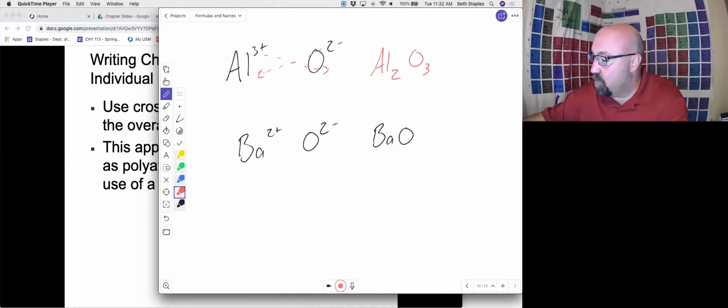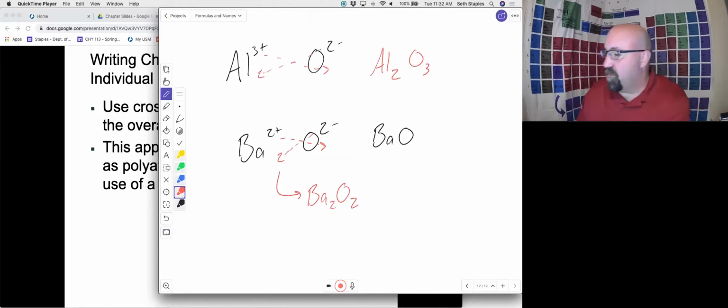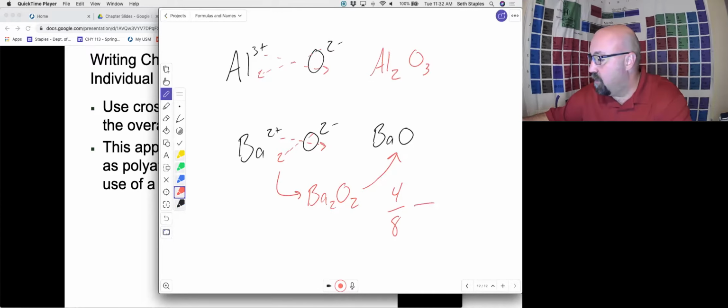If we do the crossover rule, then that's going to lead us first to something that looks like this. That's okay if you write that to begin with, as long as you recognize that it's an intermediate step, and from there, you would reduce it down to BaO. The same way that if you were in a math class, and you came up with an answer of 4/8, you're going to reduce that down to 1/2.